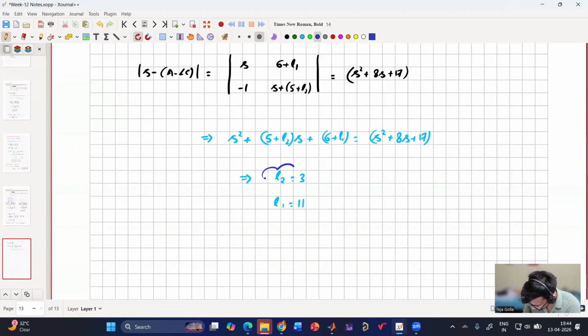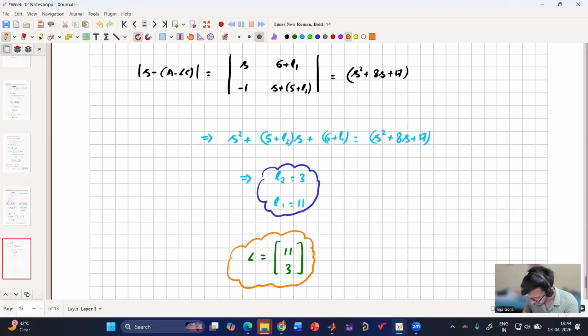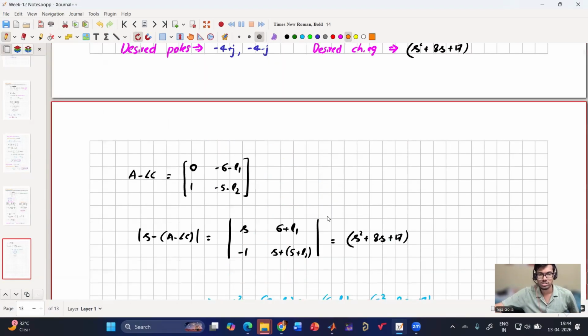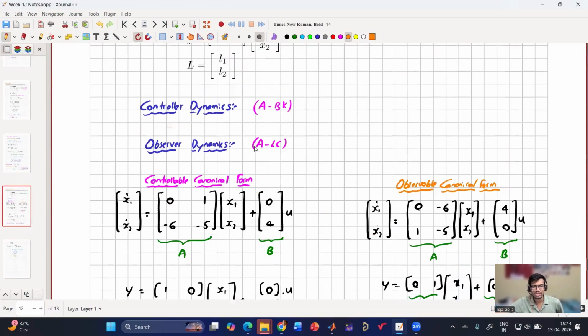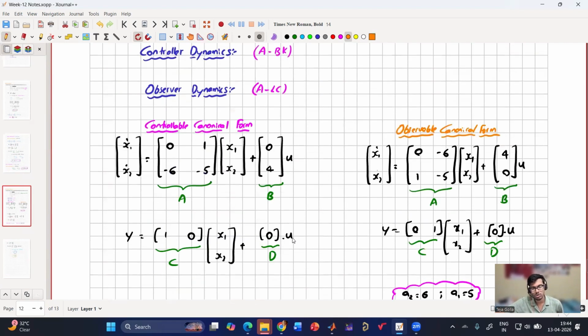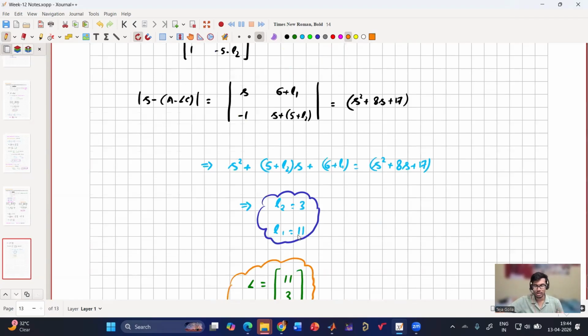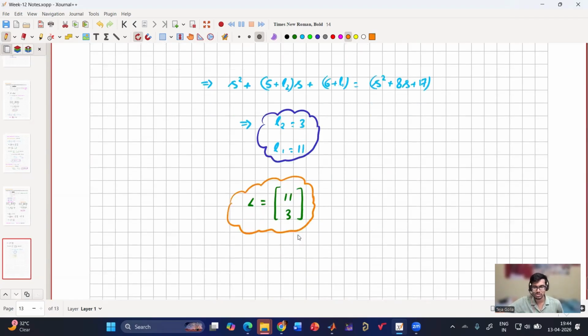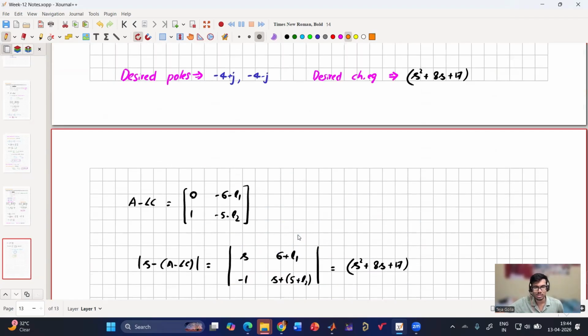So in this way we can solve. So my L matrix is nothing but L1 and L2. Now using this approach, you can also design the controller A minus BK if they have given the poles. Here we have designed the observer. If they have given controller pole locations, then we'll use A minus BK and solve for the controller dynamics. I'm not going into the details, I'm just covering the observer as well as the controller.